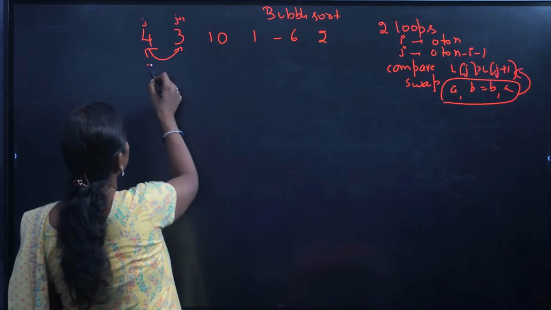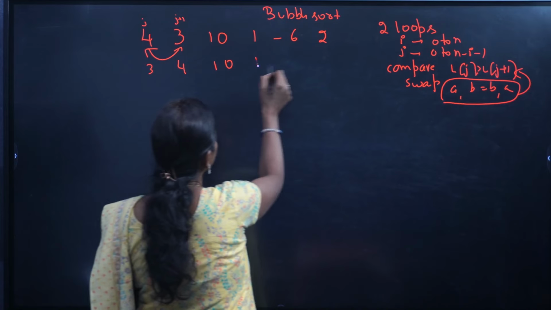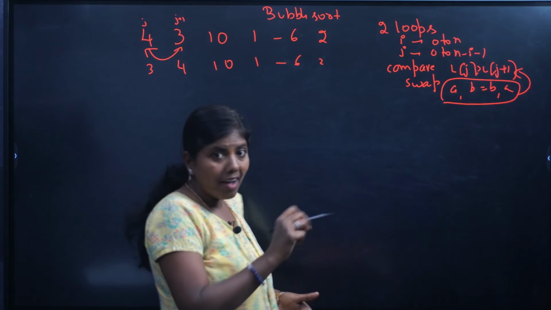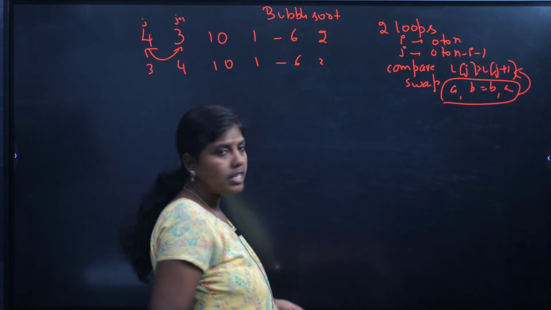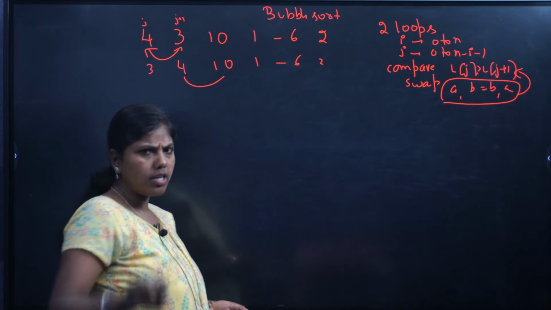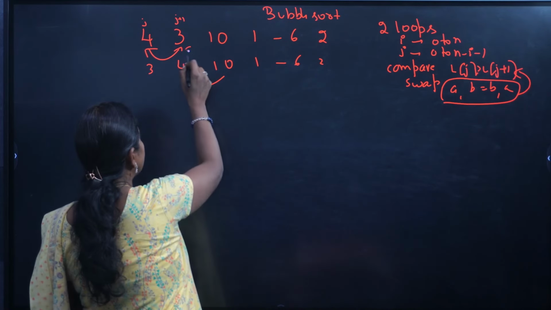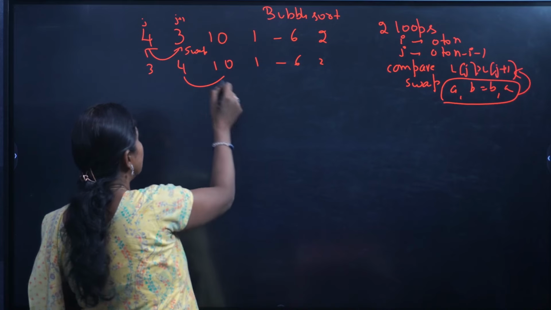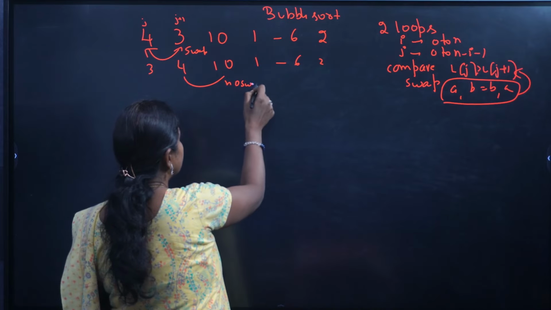So swap it: 3, 4, 10, 1, minus 6, 2. After that, you keep comparing. Move to the next adjacent elements: 4 and 10 is already sorted, so no swapping is required.